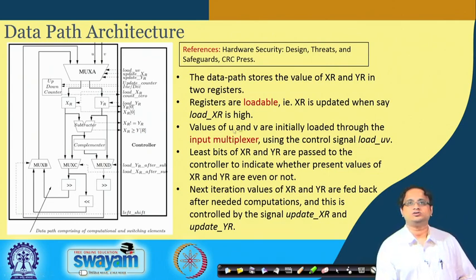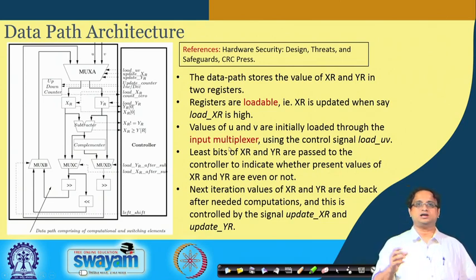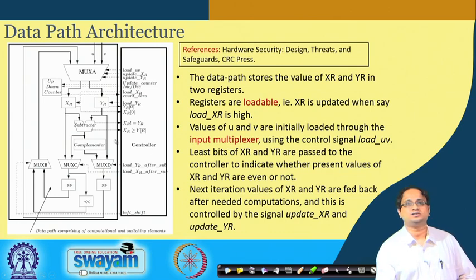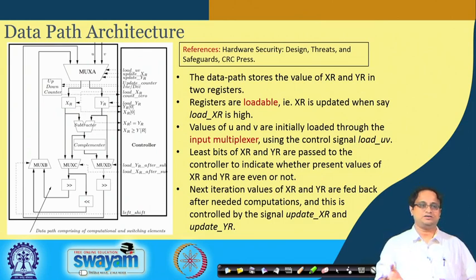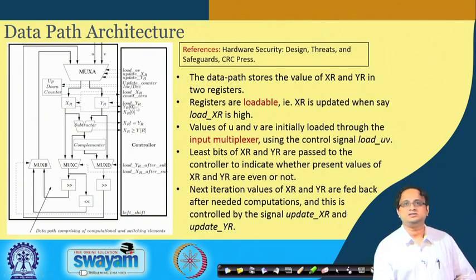Once these values of u and v are initially loaded, then we start our processing. The state machine sees the values of XR and YR, or rather XR 0 and YR 0, which means the LSB of XR and the LSB of YR are being transferred to the controller. The controller sees these inputs because that is very important for our control path design. It tries to understand whether both of them are even, both are odd, or one is even and the other is odd. These LSBs of XR and YR are passed to the controller to indicate whether the present values of XR and YR are even or not, and then the next iteration begins.